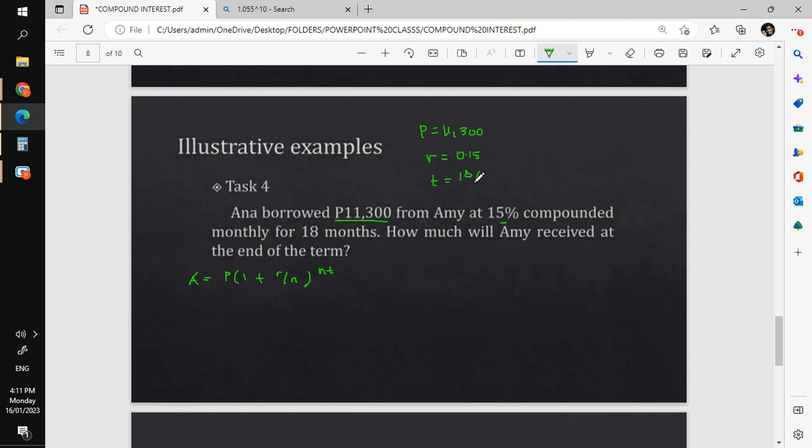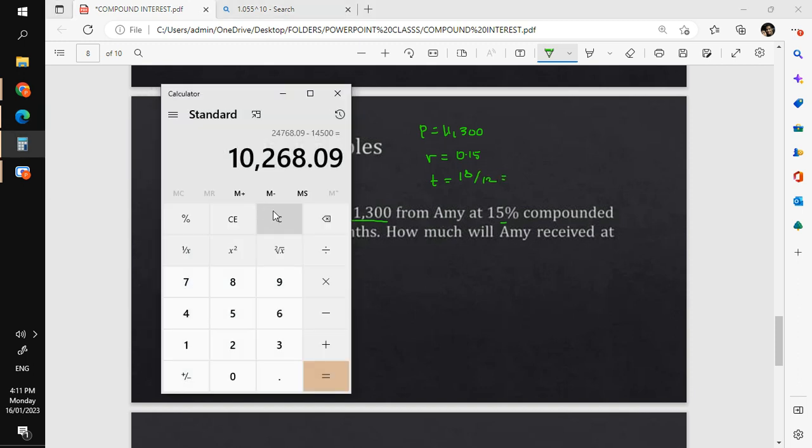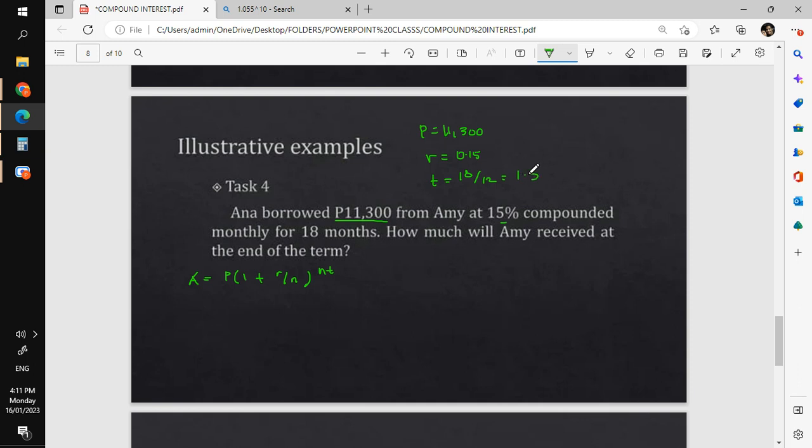So the standard is years, so we have to convert this one into years by dividing by 12, which will give us 18 divided by 12. Since there are 12 months in a year, that gives us 1.5. And for the number of times it is compounded monthly, that means the value of our n in here is 12.